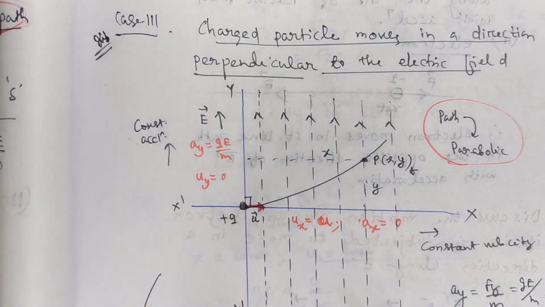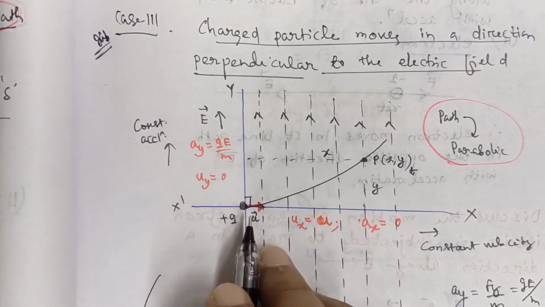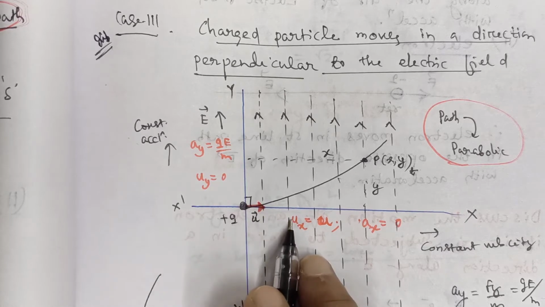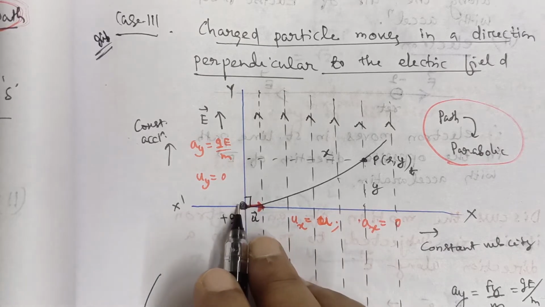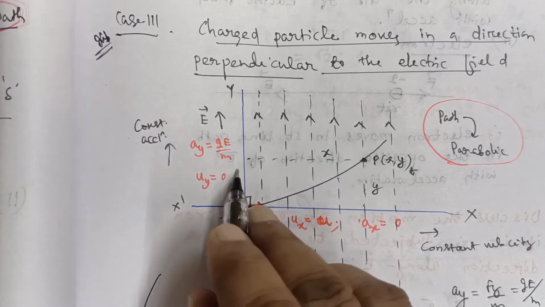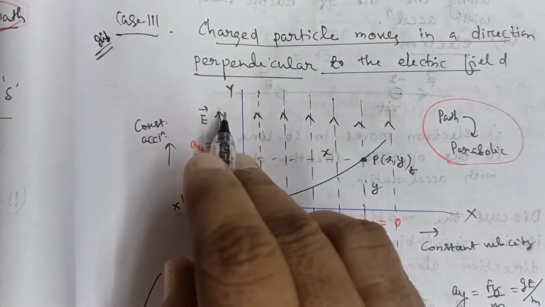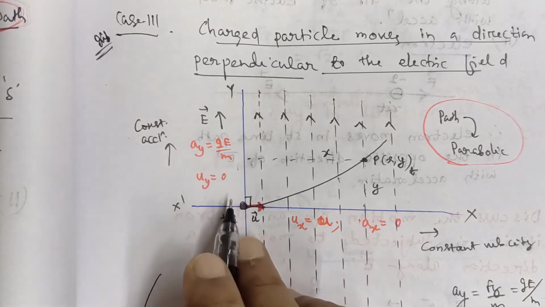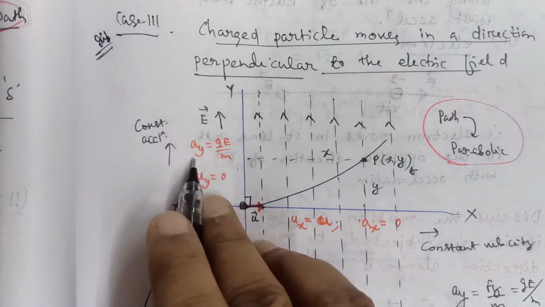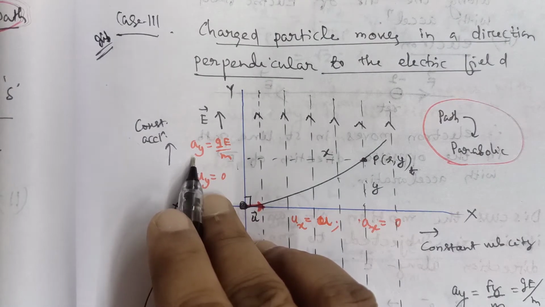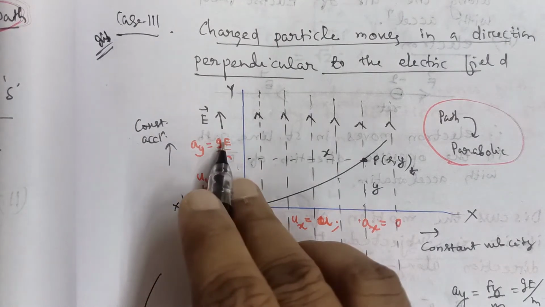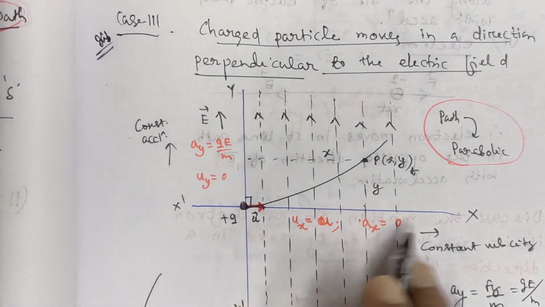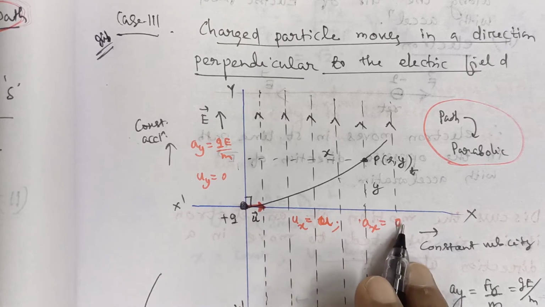Then what will happen? Now you see, if you split the initial velocity u into components, the initial velocity along the x-axis is u, and the initial velocity along the y-axis is 0 because the vertical component is 0. In this direction there is no initial velocity, in this direction initial velocity is u. As force is acting along the y-axis, acceleration is also acting along the y-axis. What is acceleration? Force by mass. What is force? QE. So acceleration is QE divided by m. But along the x direction there is no force, that means acceleration is 0.